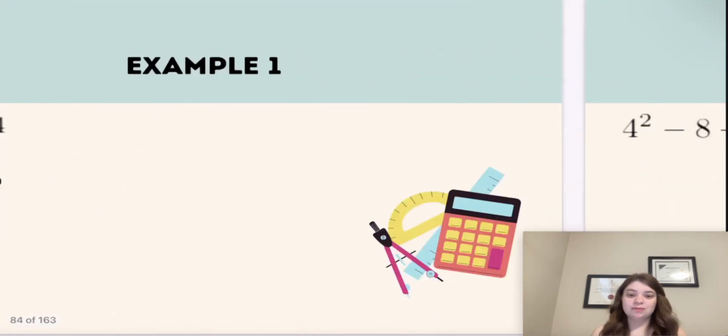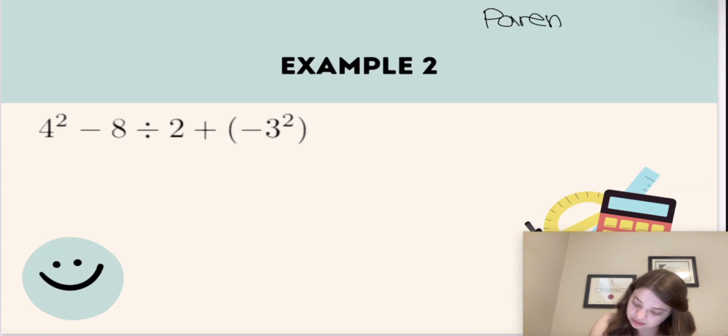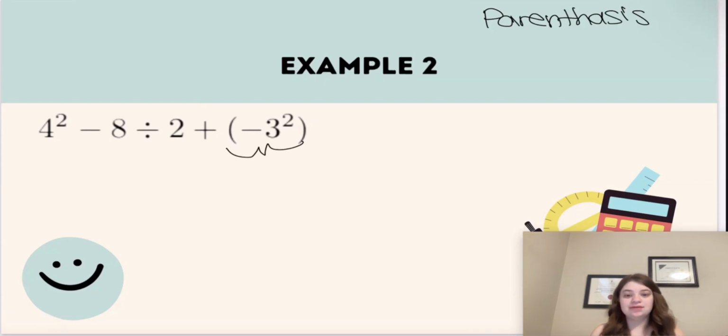Okay, let's move on to a more complex example here. The first thing I'm going to do is P for parentheses. So are there any parentheses? Well, yes, there are. Right over here, we have negative 3 squared in parentheses. So basically, in this particular situation, what is negative 3 squared?